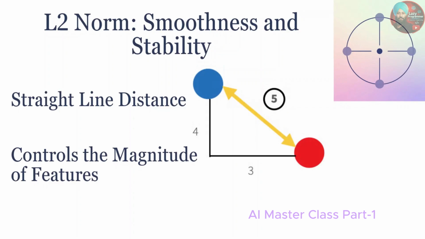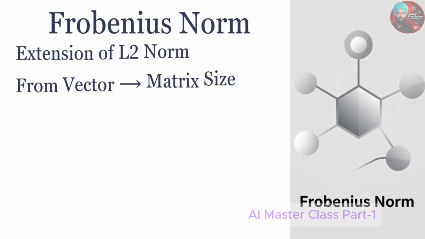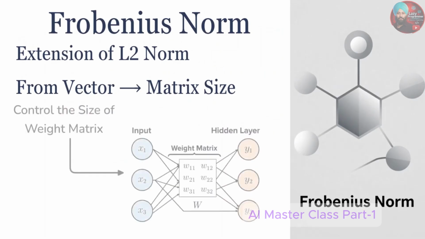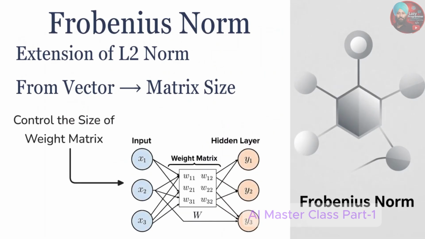Now let us talk about Frobenius norm. This is the one norm which is used for matrices instead of vectors. We can think of it as extending the idea of L2 norm to a whole matrix. So instead of measuring the size of a single vector, you measure the overall size of all the values inside a matrix. This is useful when we want to control the size of weight matrices in neural networks.